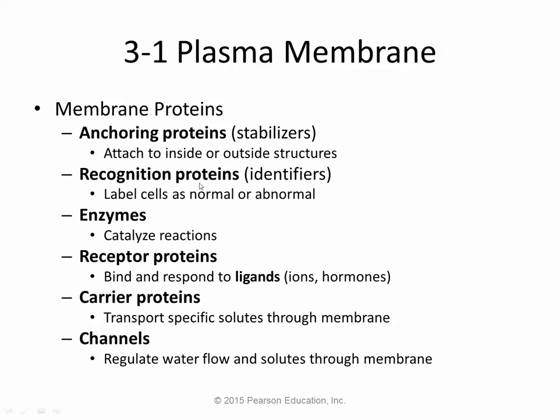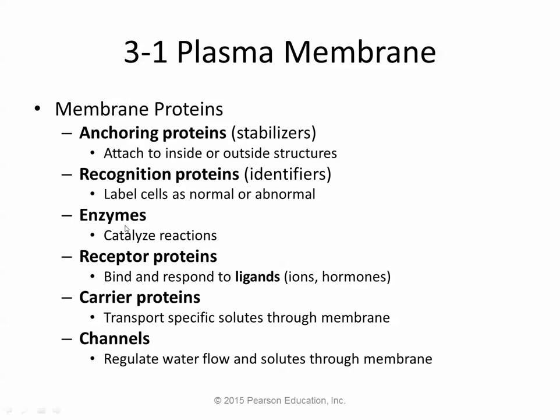Then we have our recognition proteins. We saw some of those in the glycoproteins, and there are others that basically act as flags. And these things will label a cell as normal, or if for some reason something should go wrong and a cell should be attacked by bacteria and can't fight off the infection, then it might send up a signal that says, hey, we need help over here, and the immune system will come in and sometimes even destroy the entire cell rather than let the infection spread.